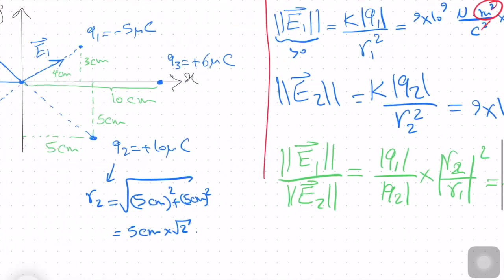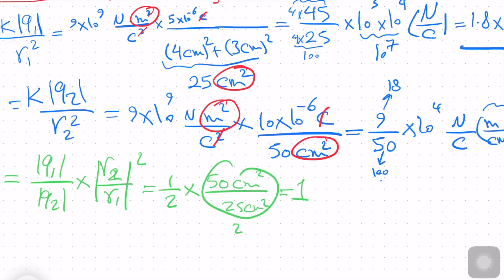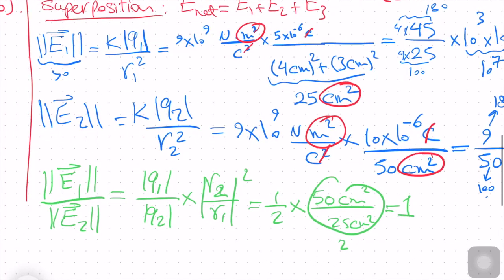So you have 1/2 times R2 over R1 squared, which is 50 centimeters squared divided by 25 centimeters squared. So this gives you a factor of 2, which cancels that one, so you get 1. And this is why you got the same answer. So the answer actually makes sense.